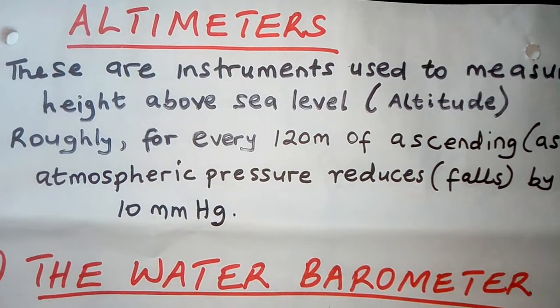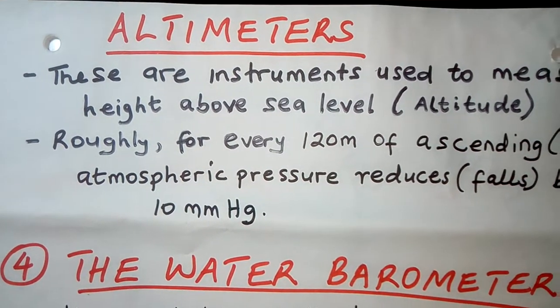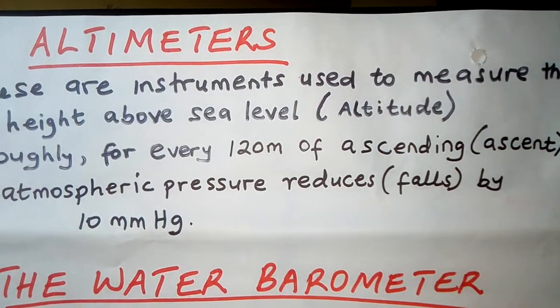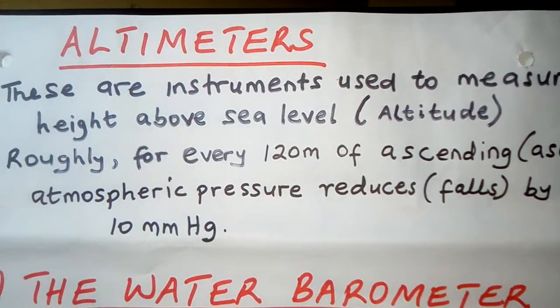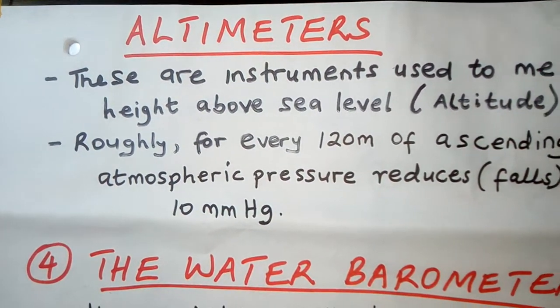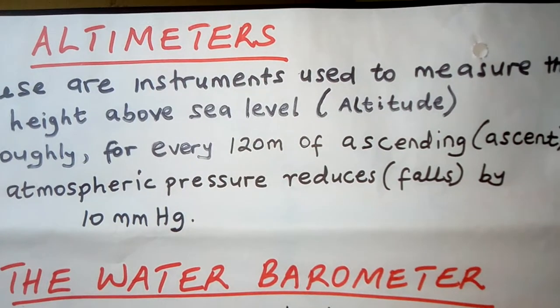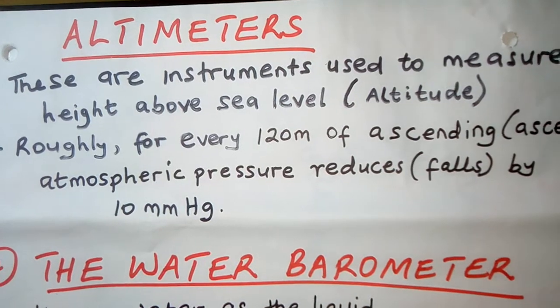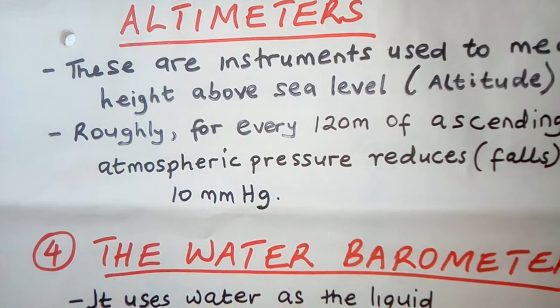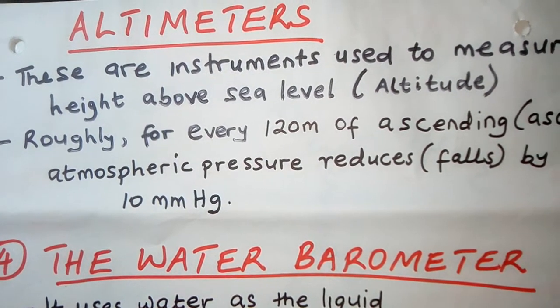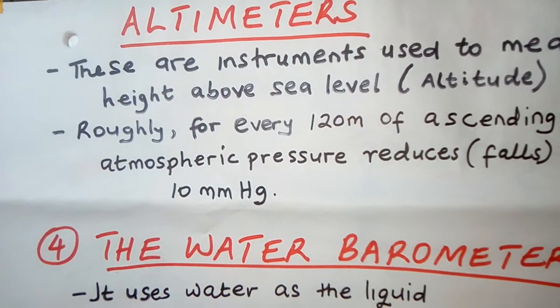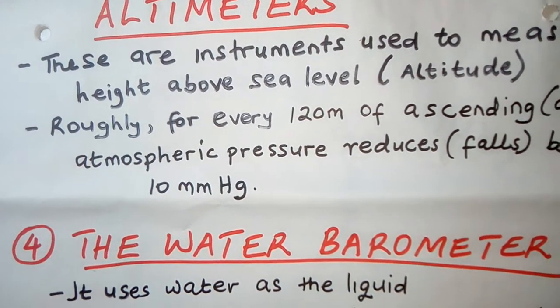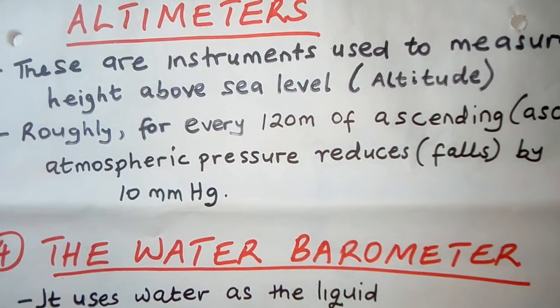We are now looking at altimeters. There is a relationship between altimeters and altitude. Altimeters are instruments used for measuring altitude, and altitude means the height above sea level. Now, what is the relationship between altitude and atmospheric pressure?